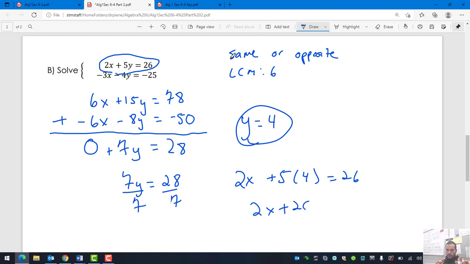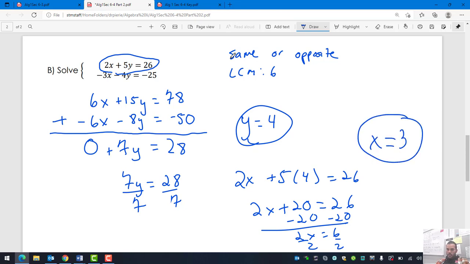2x plus 20 is equal to 26. Subtract 20 from both sides. 2x equals 6. Divide both sides by 2. And I should get x equals 3 as my answer. And I would write this as an ordered pair. The place where these two lines cross would be the coordinates 3, comma, -4.